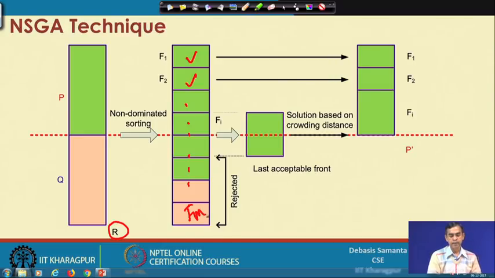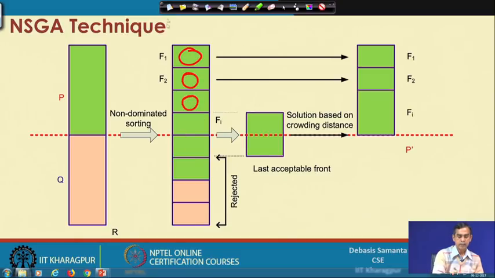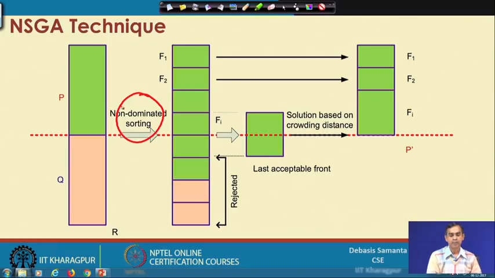So, the separate fronts have been calculated, that means this is front 1 first, front 2 second, front 3 third, and so on. So, this can be obtained following the non-dominated sorting procedure. Now, next is basically selection.